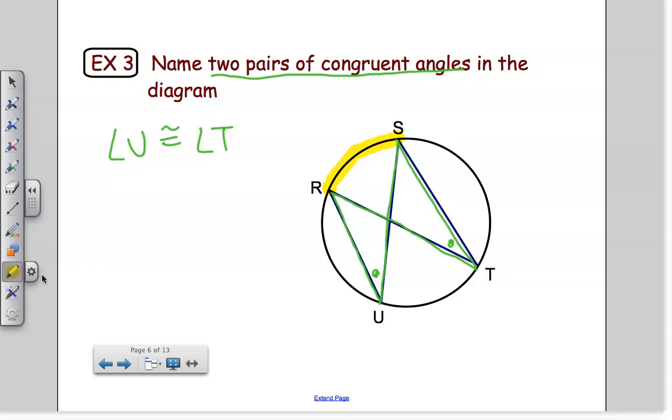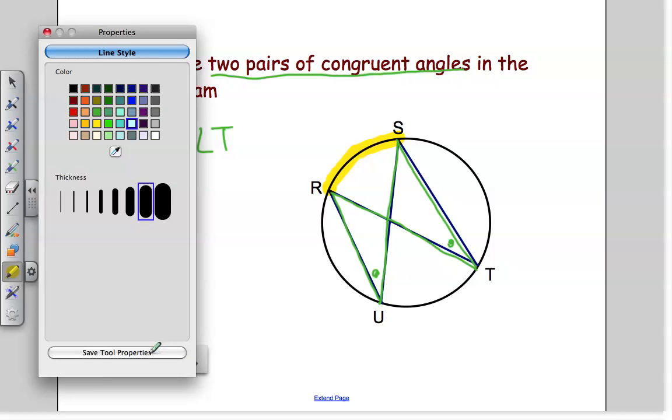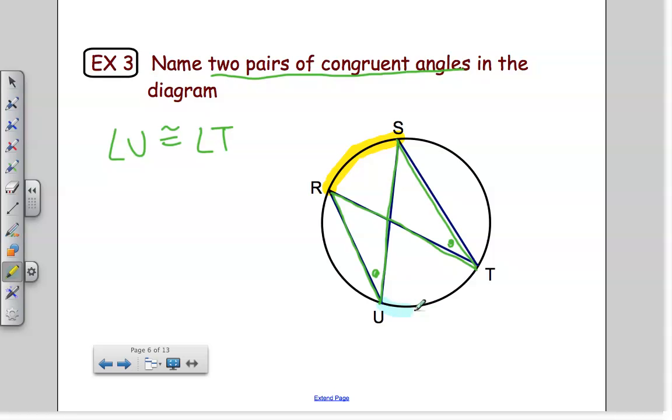And what about, there's one other arc I could talk about that's intercepted by two angles. What about arc UT? There are two inscribed angles for that one. How about angle R? That's an inscribed angle for arc UT. And how about angle S? That's another inscribed angle for arc UT, so I know that angle R has to be congruent to angle S. They're both inscribed for the same intercepted arc.